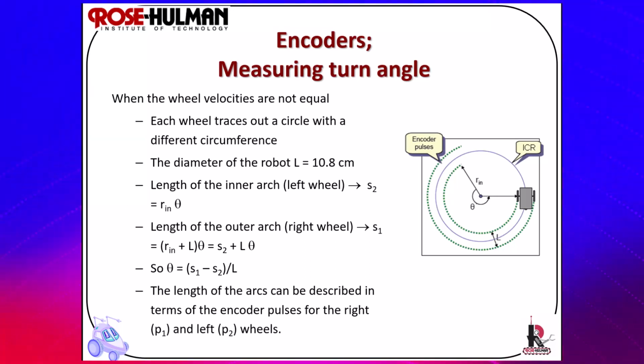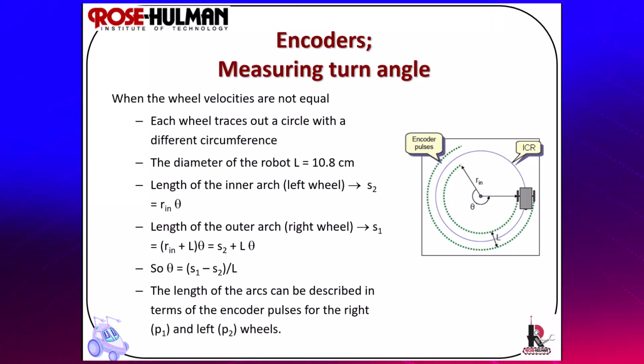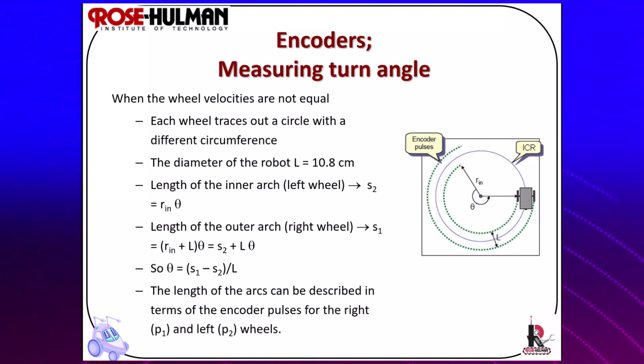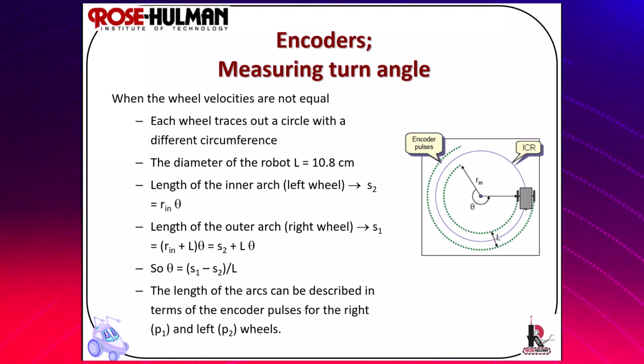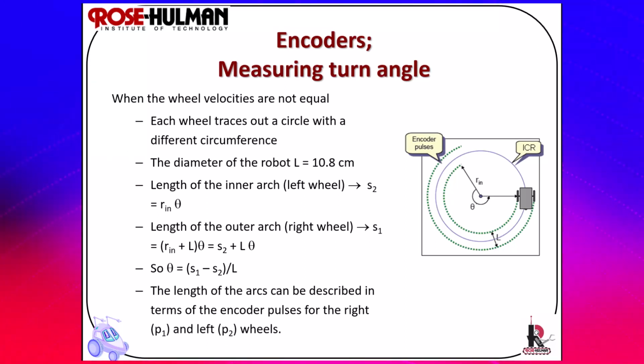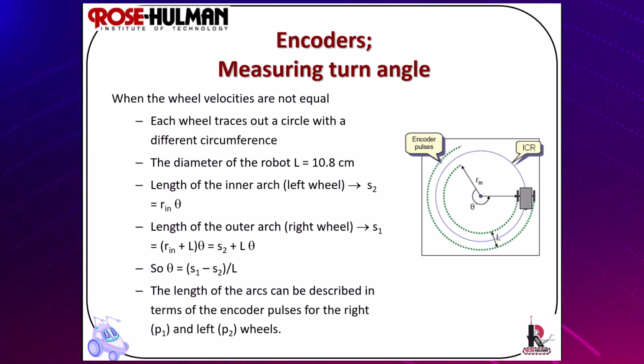The length of the arcs can be described in terms of the encoder pulses for the right P1 and left P2 wheels. Remember, we said when we're tracing out our circles, we typically try to use the center of the robot, which would now be the average between that inner and outer diameter.